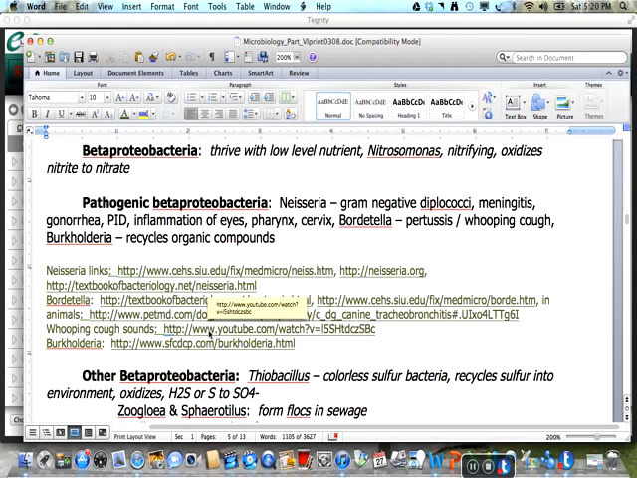Burkholderia are able to recycle organic compounds. And here's a little bit of information on Burkholderia.